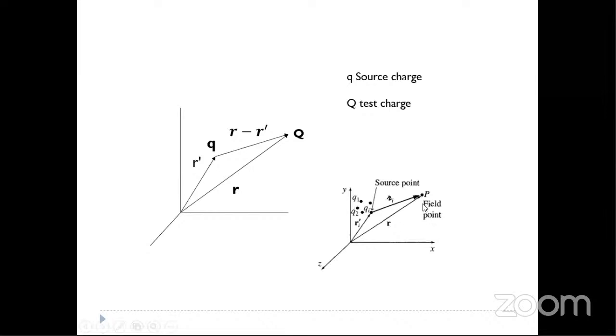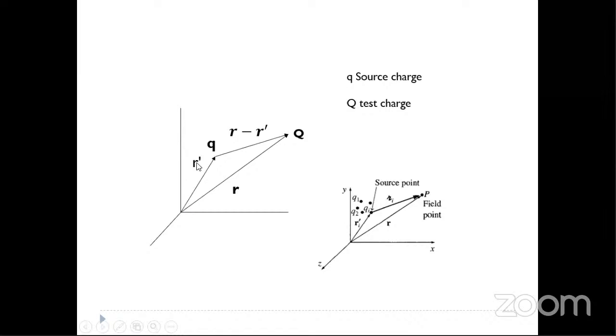Whenever the position of any point is described with any reference point other than the origin, R is represented in this particular manner. This is the notation adopted by Griffith in his excellent book. So what is R bar? It is the position vector of charge capital Q, which is our test charge, with respect to the origin.